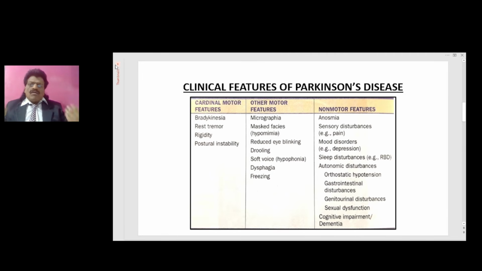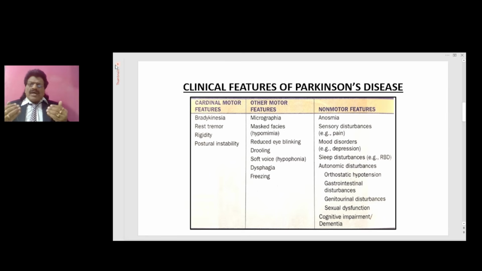So what are the non-motor features which may develop even before the clinical manifestations of motor manifestations of Parkinson's disease? One, there is anosmia, loss of smell. Second, there is sensory disturbances. They can have pain. They can have mood disturbances, depression, sleep disturbances, rapid eye movement sleep behavior disorder.